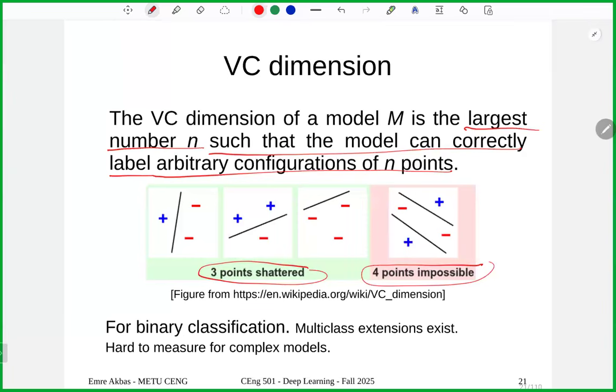But this is good, but it is for binary classification. Researchers have extended it to multi-class, but still this is very hard to measure for complex models. It's a useful concept, but in practice we don't use it with, for example, deep neural networks.